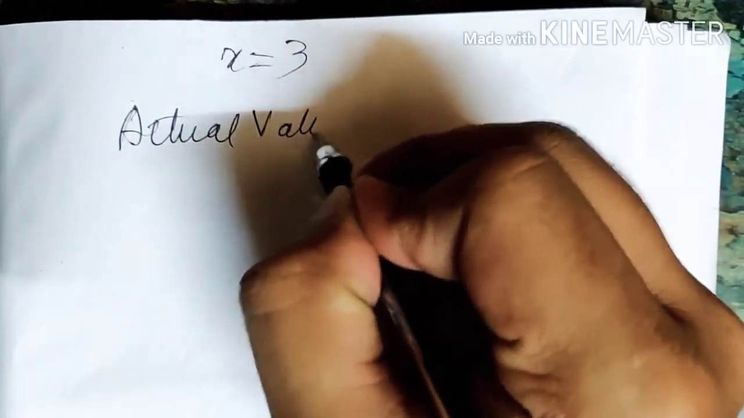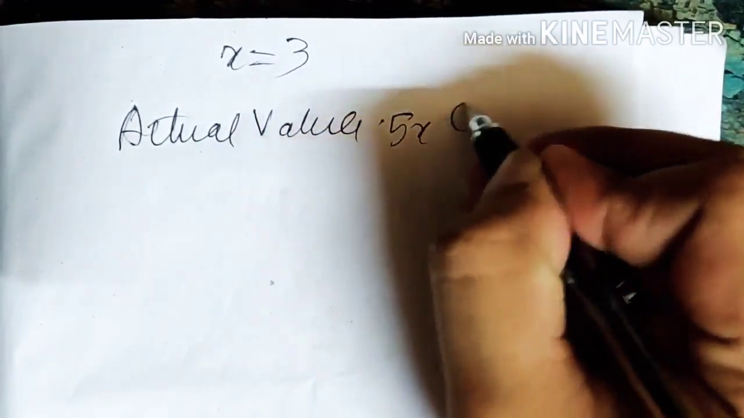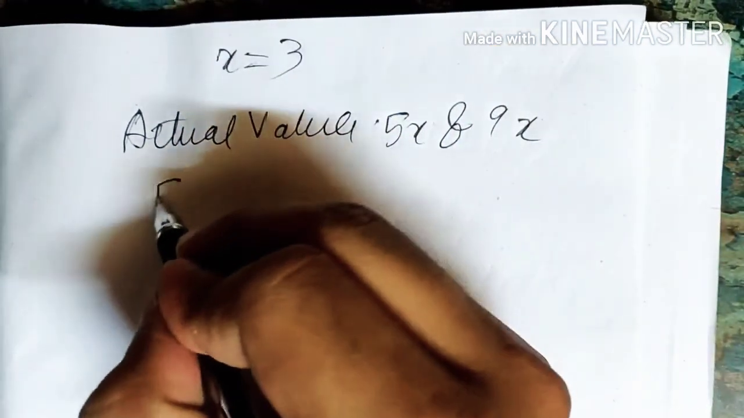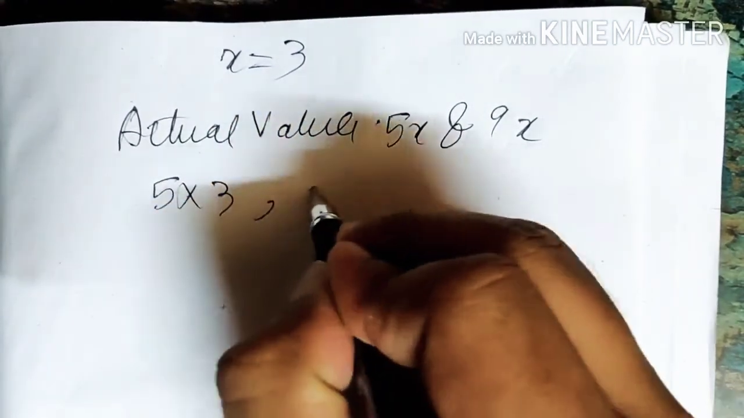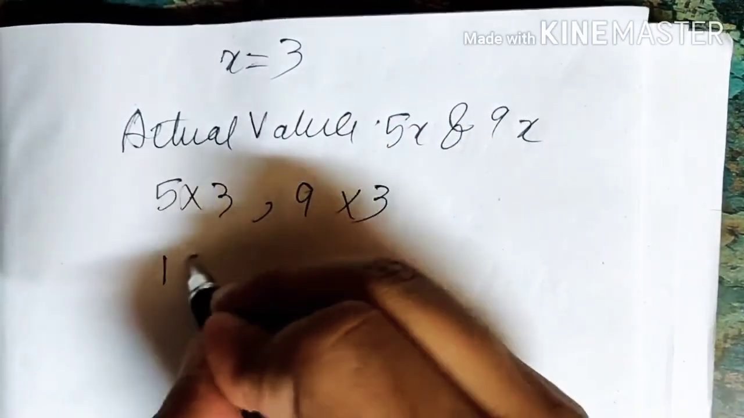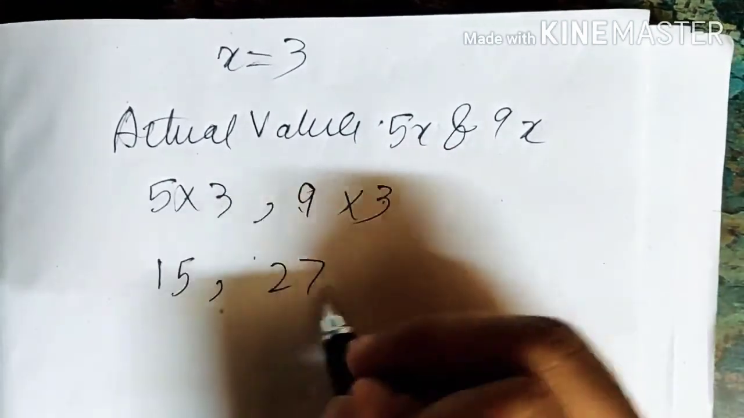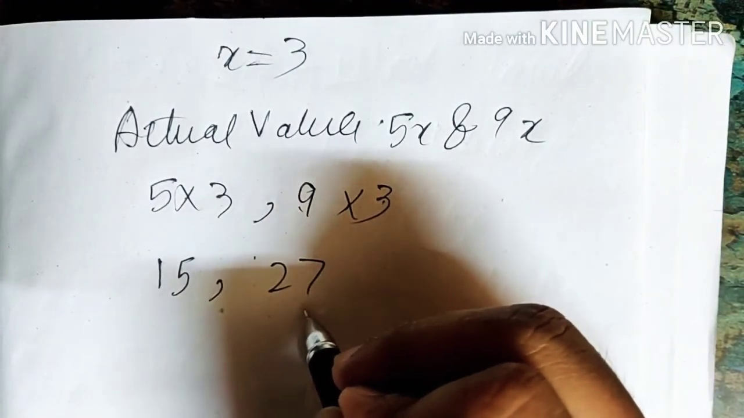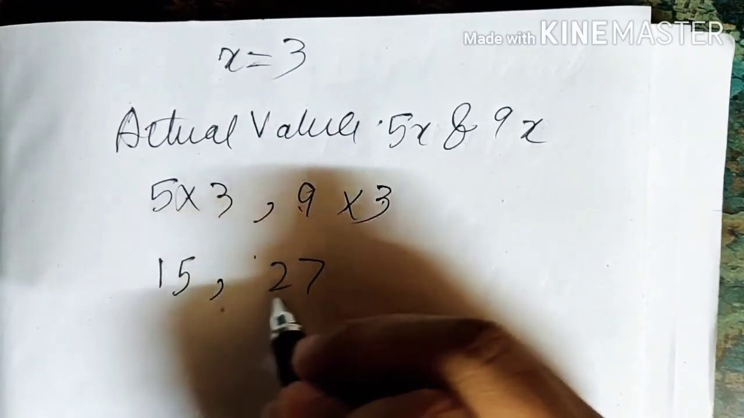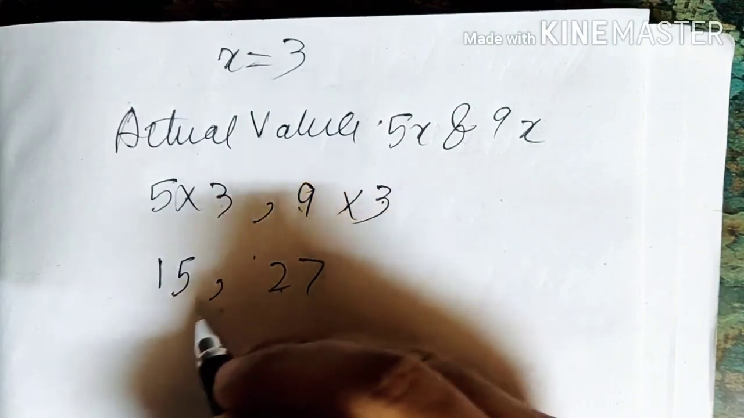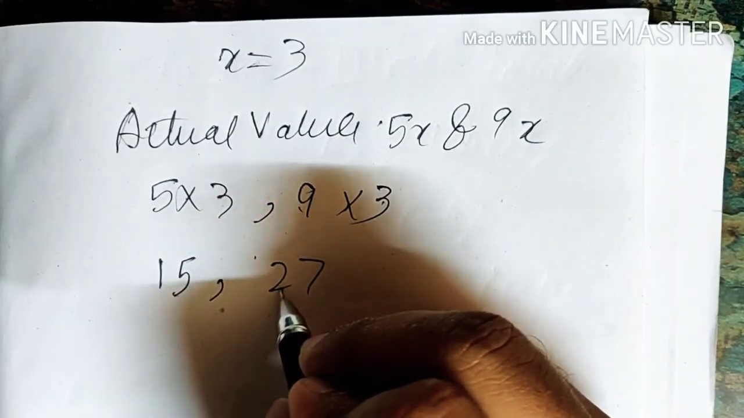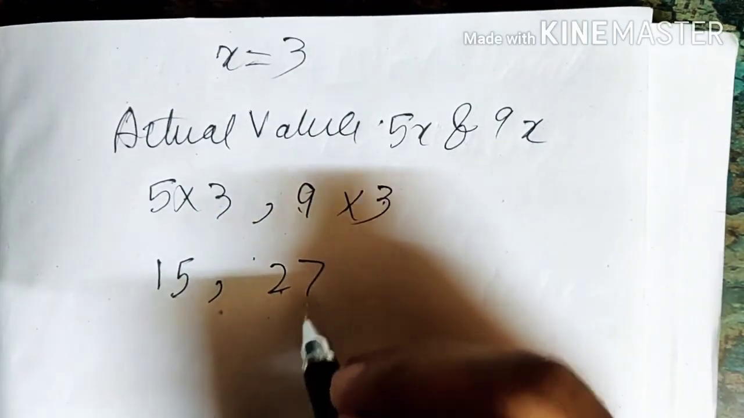So what next? Value of x was 3 and actual values were 5x and 9x. So 5 into 3 and 9 into 3, it becomes 15 and 27. So these are the actual values. Okay, now if we subtract 3 from 15 and 3 from 27, we get 12 and 24. And when you divide 12 by 24, you will get 1/2.